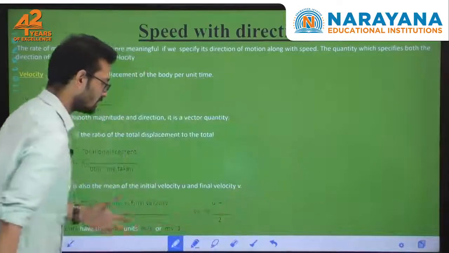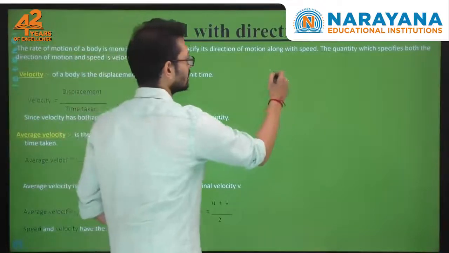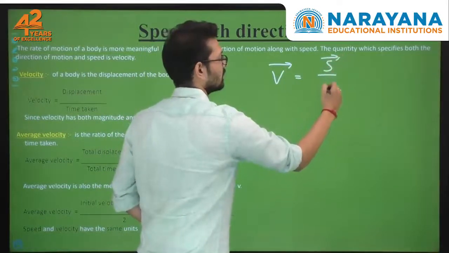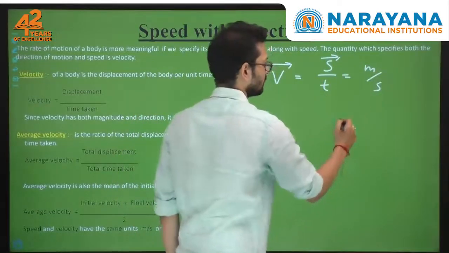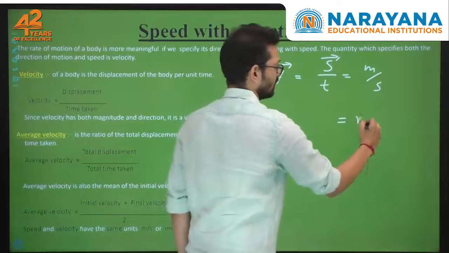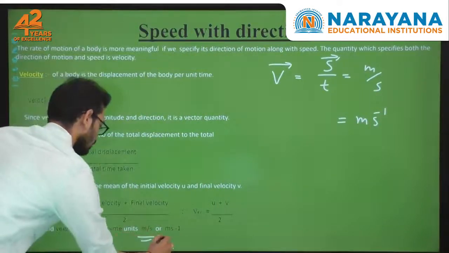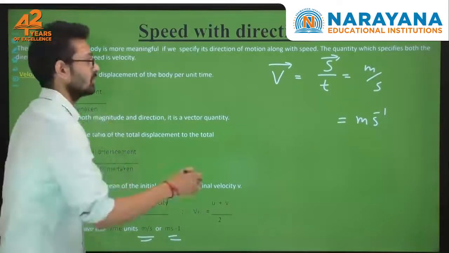Now let us talk about the SI unit of this. v bar is equal to displacement by time. Displacement is measured in m, time is measured in seconds, so meter per second. So m s power minus 1 is the SI unit of your speed with direction, that means velocity.